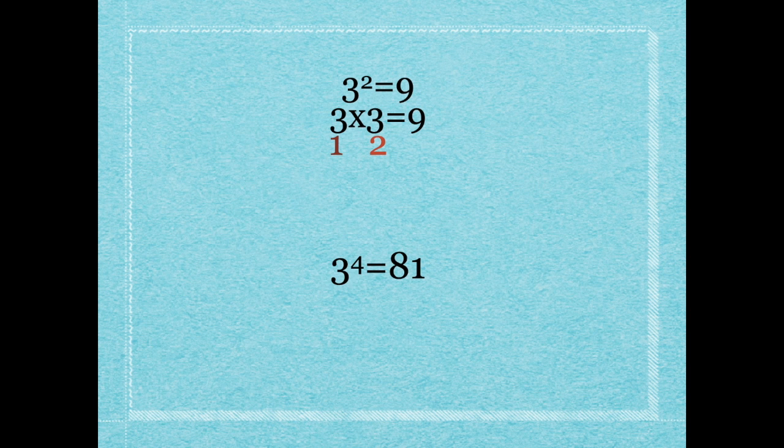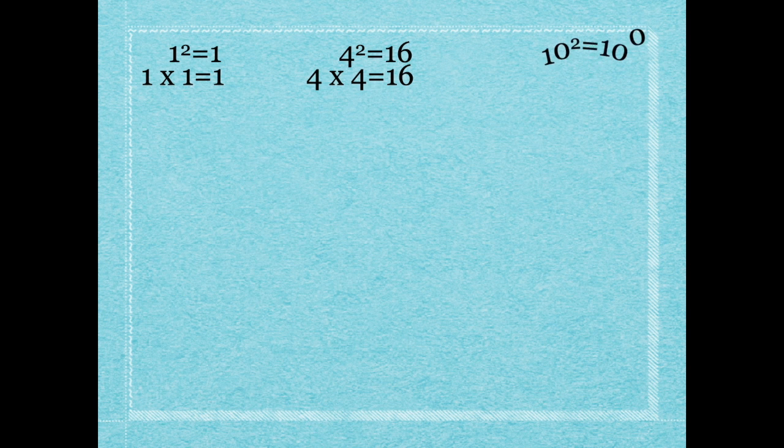So then 3 to the fourth power is 81, because 3 times 3 times 3 times 3 is 81. I timesed it by itself 4 times. So let's practice with some smaller, easier numbers, like 1. 1 to the second power is 1, because 1 times 1 is 1. In fact, 1 to any power is 1. 4 to the second power is 16, because 4 times 4 is 16.